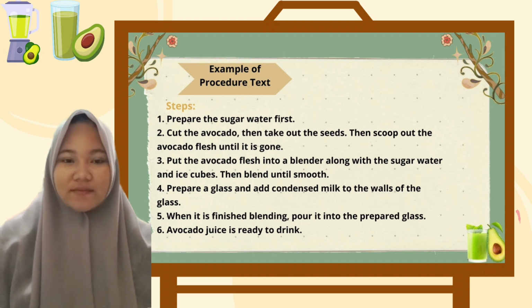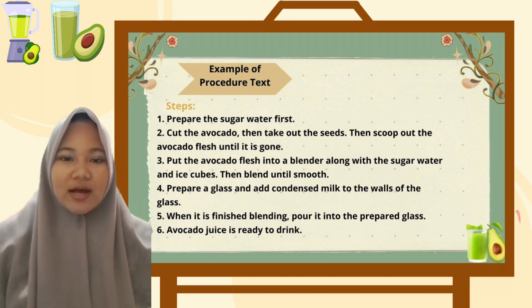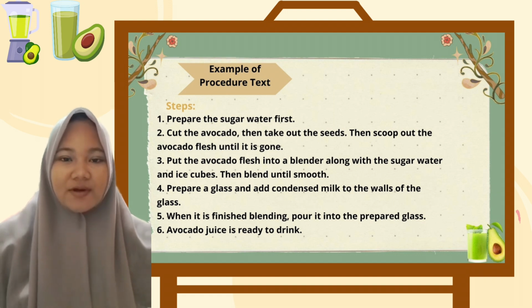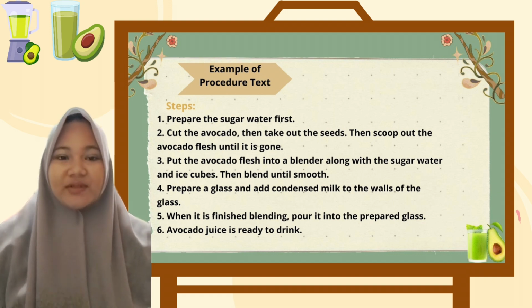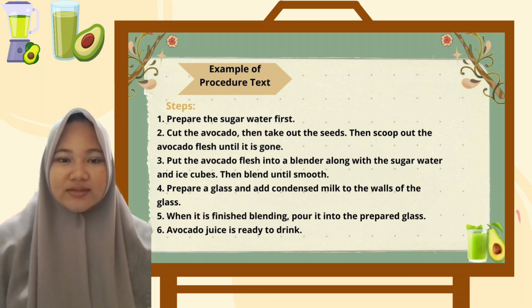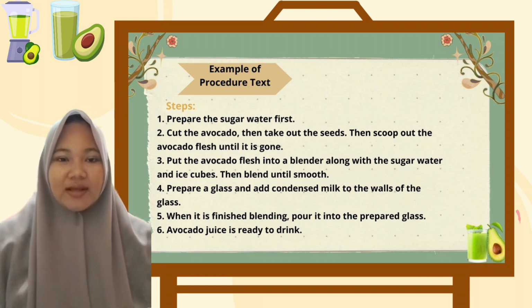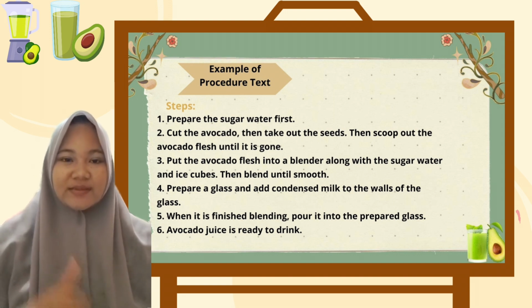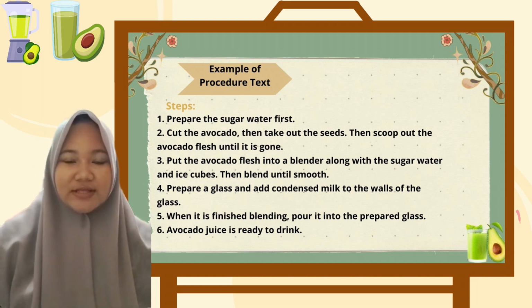Okay, next, step 1. Prepare the sugar water first. Number 2. Cut the avocado, then take out the seed, then scoop out the avocado flesh until it is gone. And 3. Put the avocado flesh into a blender along with the sugar water and ice cubes, then blend until smooth. Number 4. Prepare a glass and add condensed milk to the walls of the glass. Number 5. When it's finished blending, pour it into the prepared glass. Number 6. Avocado juice is ready to drink.